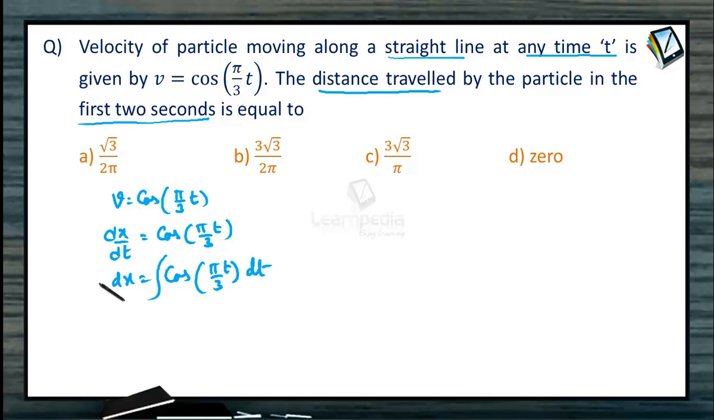Let us integrate on either side, 0 to x, and 0 to 2. In 2 seconds, if you are going to calculate the value, directly we can substitute from 0 to 2 seconds and get the value of displacement, or how much displacement the body is going to have.